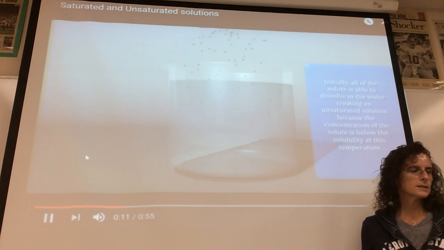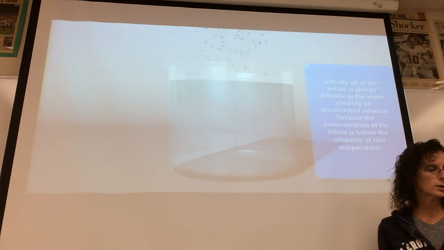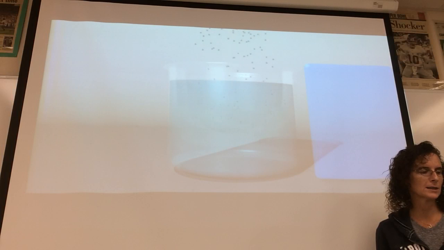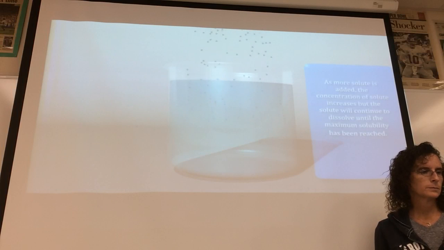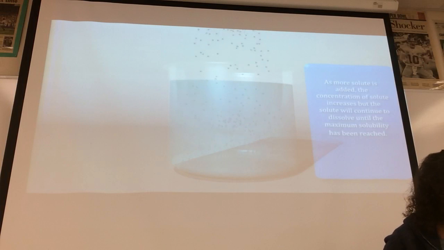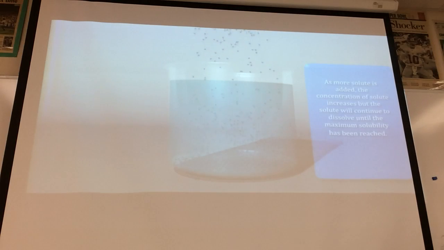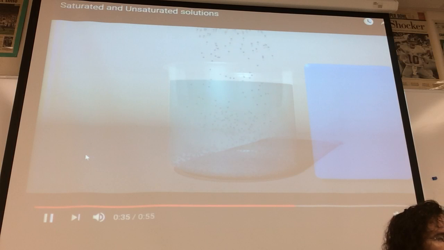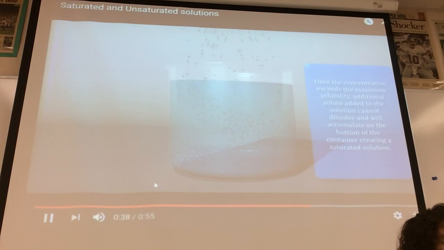Initially all of the solute can dissolve in the water. You're still unsaturated at this point because you haven't dissolved as much solute as the solution can. Once maximum solubility is reached, the solution will be saturated. And now you'll see some solute settling out on the bottom because the solution's already saturated.